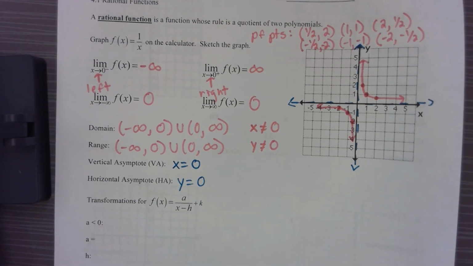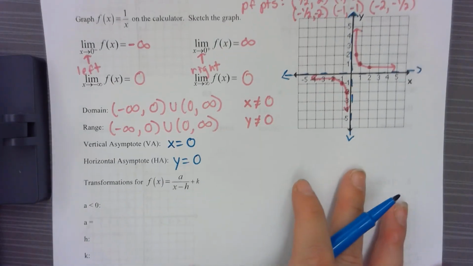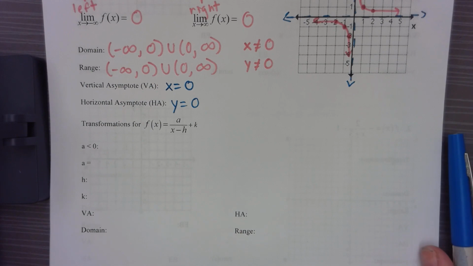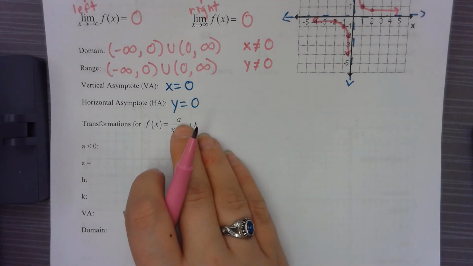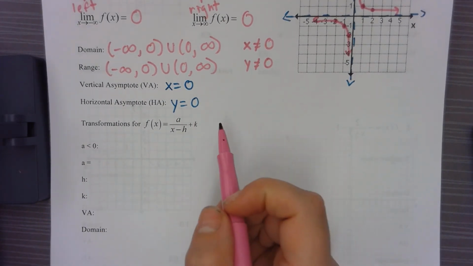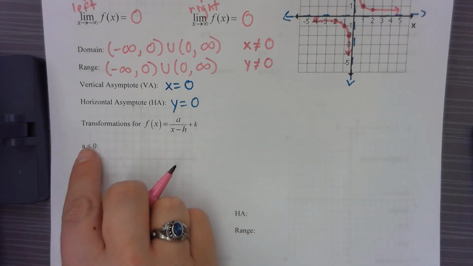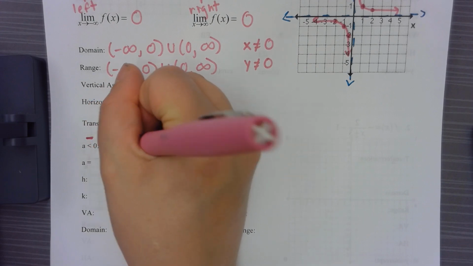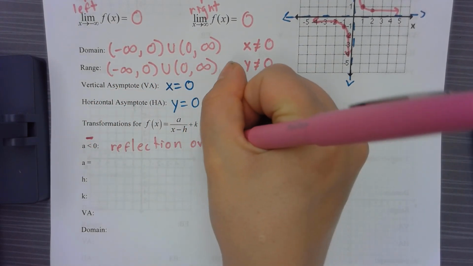So onto this function, we can perform some transformations. This is our parent function. This is where we're starting. But the transformations can change our graph, and those transformations should be nothing new. The first one is the a, which this time is going to be in the numerator rather than out front. If that number is less than 0, meaning that number is negative, then we're going to have a reflection over the x-axis.